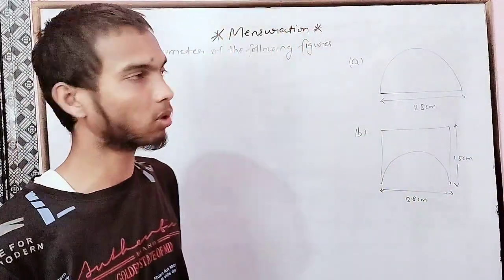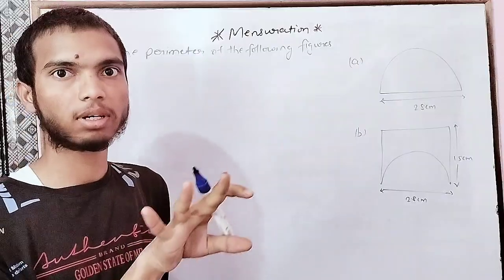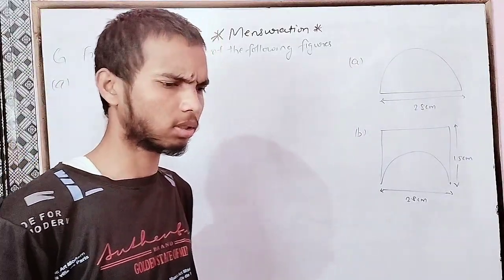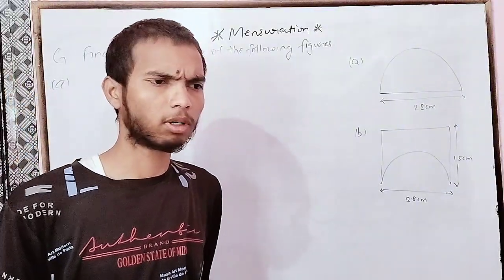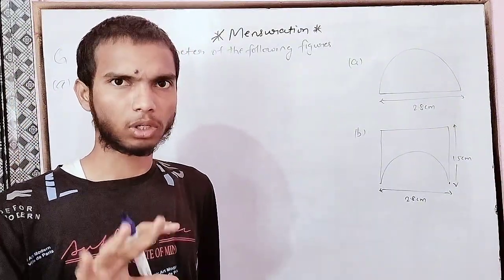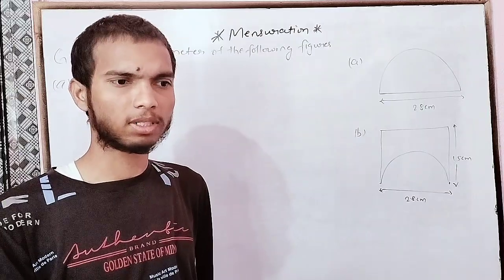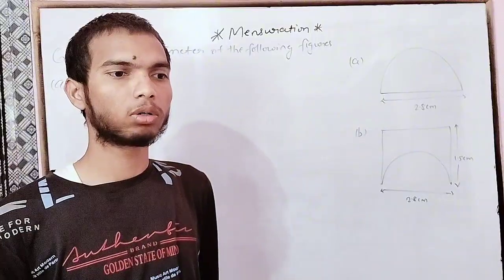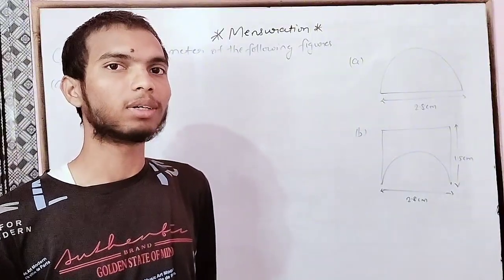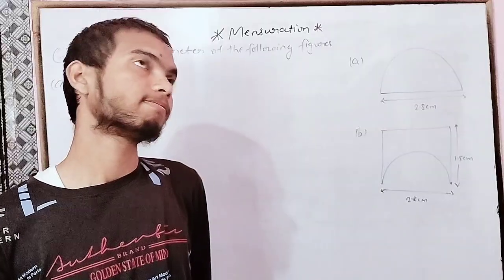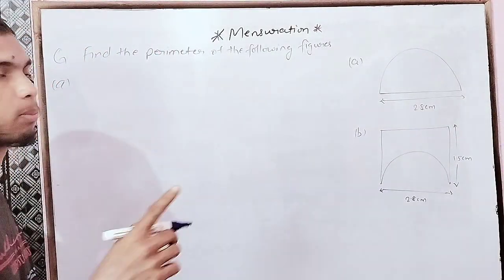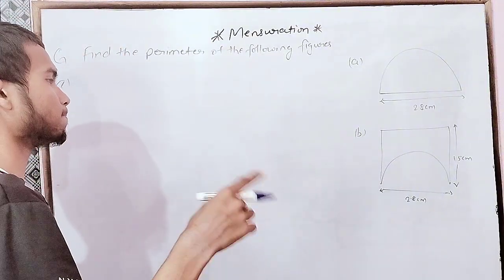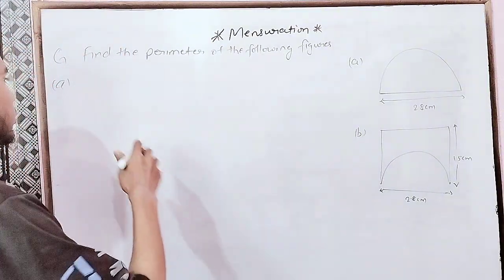We have a semicircle. We don't have a complete circle. Semicircle means half of a complete circle. So what is the perimeter? The formula of the perimeter of a circle is 2 pi r. Here we have a semicircle, which means half, so we will put 2 in the denominator. 2 pi r upon 2. That's it. Here the radius is 1.4. This 2.8 is the diameter.